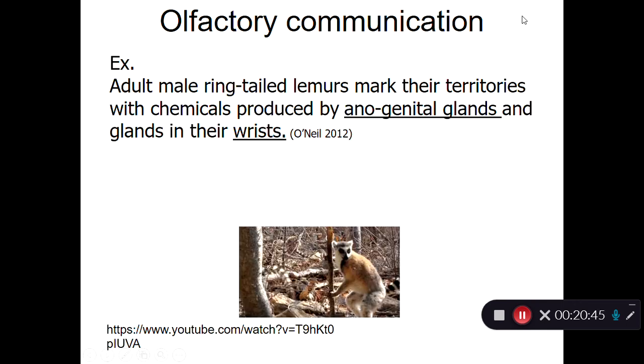different kinds of communication. So these male ring-tailed lemurs in this video will be marking their territories with chemicals produced by anogenital glands. So animals have lots of different glands that we don't have, but they're little sacs under their skin that contain a smelly substance that can be emitted that has information in it. And so watch what these lemurs are doing here.